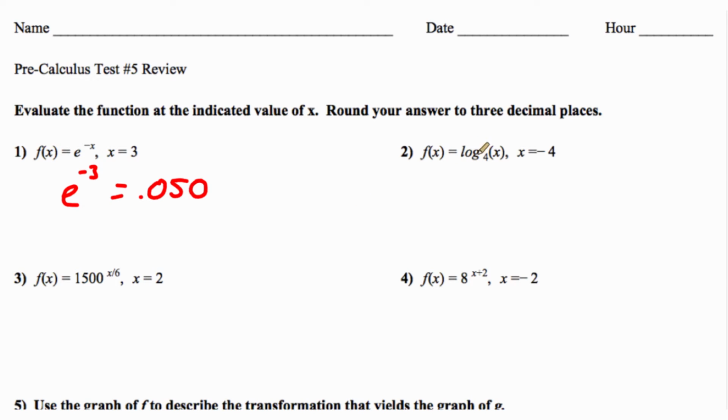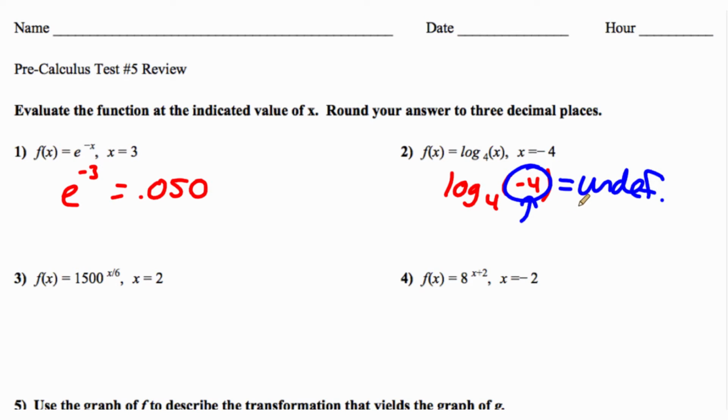For number 2, we're doing log base 4 of x, and the x value that we're supposed to plug in is negative 4. So we're going to be looking at log base 4 of negative 4. What we should recognize, though, is that this x value that we're plugging in is negative, and we can't do logarithms of negative numbers, so we didn't even have to bother typing this one into our calculator. This one is just undefined because we're doing the logarithm of a negative number.